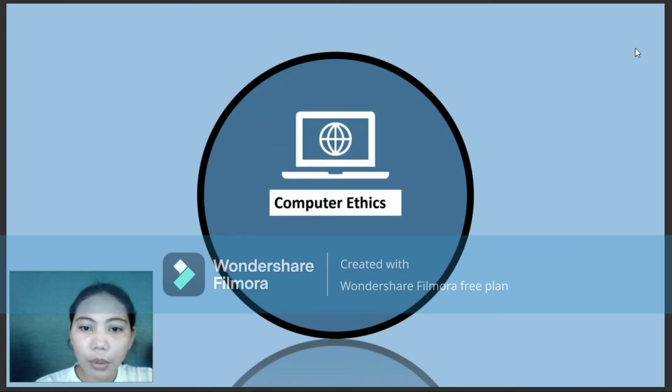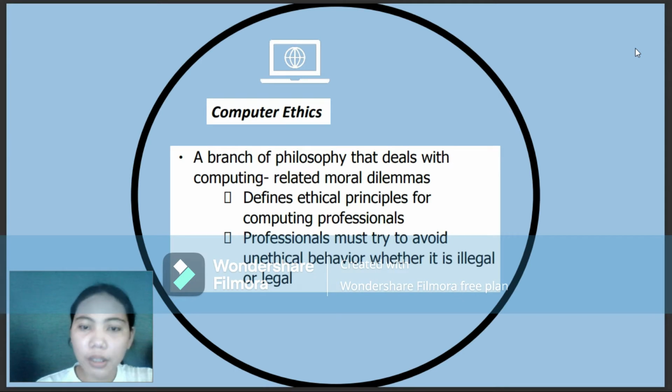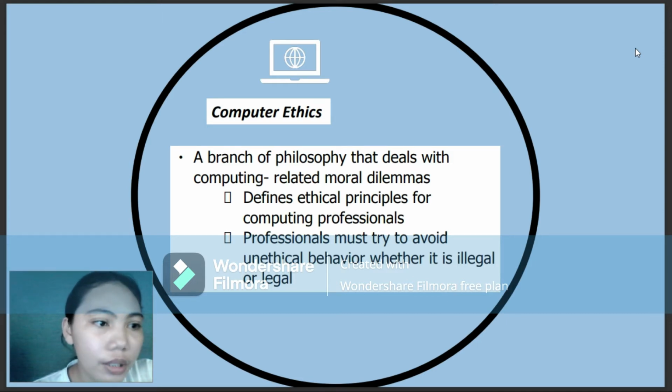Next is computer ethics. Computer ethics is a branch of philosophy that deals with computer-related moral dilemmas and defines ethical principles for computing professionals. Professionals must try to avoid unethical behavior, whether it is legal or illegal. Ethics is a set of moral principles that governs the behavior of an individual or a group of people. Computer ethics is an application of moral principles to the use of computers and the internet. Examples include intellectual property rights, privacy policies, and online etiquette.